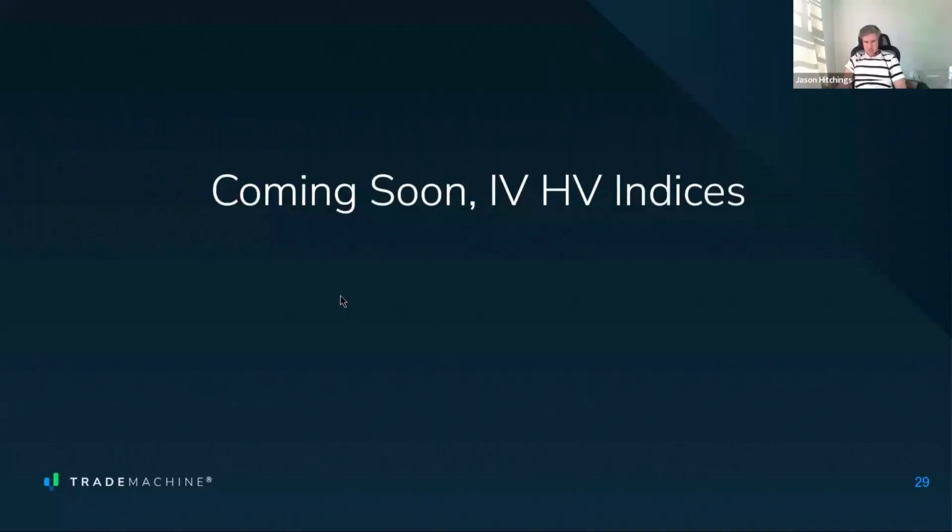Great. Yeah, just wanted to mention we're still actively building out the IV and HV indices, so you'll be able to trade volatility directly. It's a highly requested feature. We had access to the CBOE version previously, and then they just stopped making that available to retail clients. And so we're just building our own.